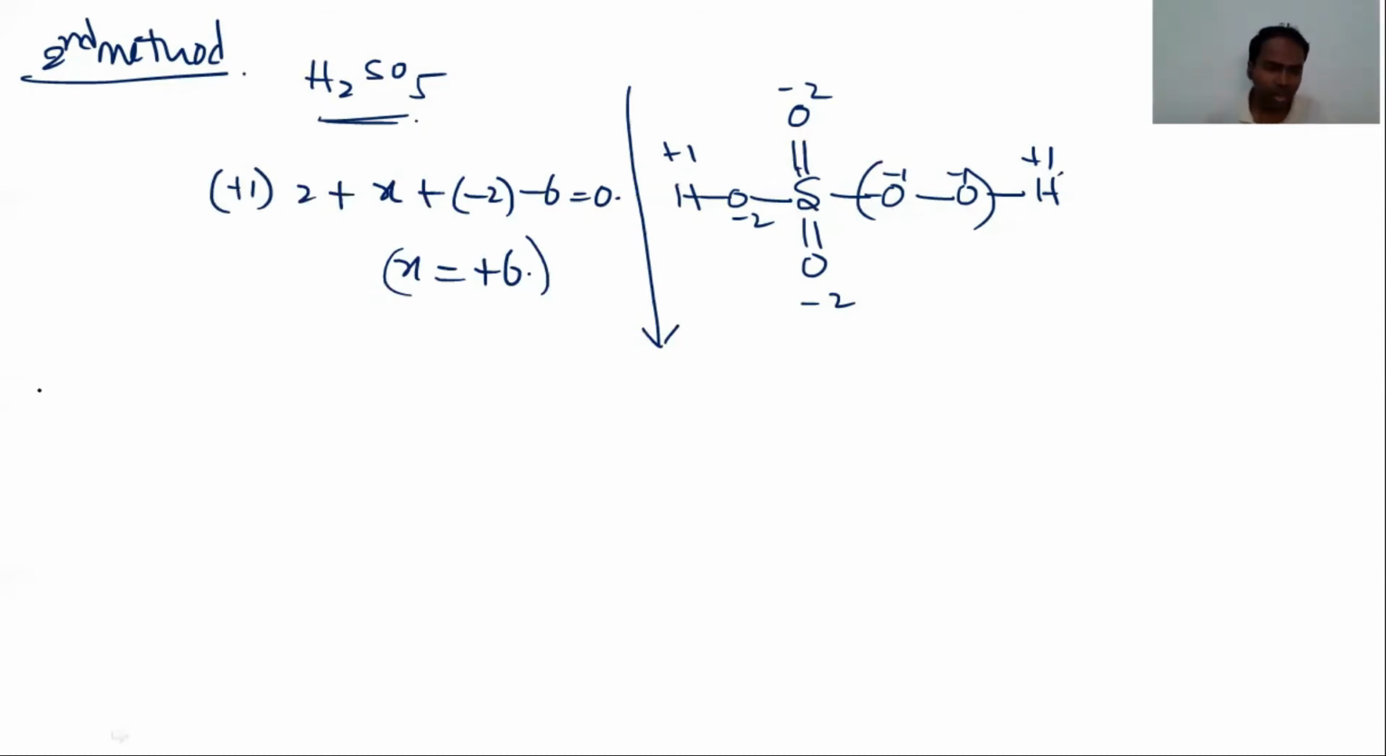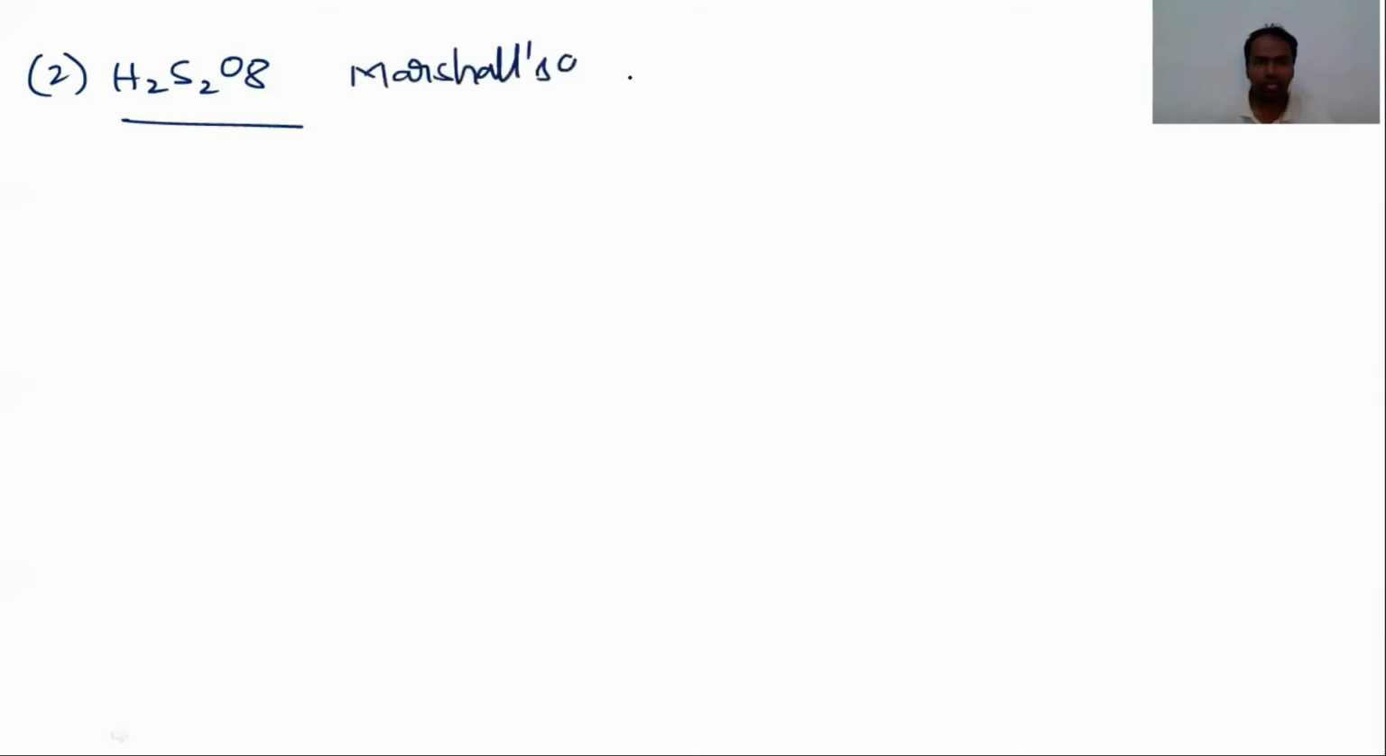In the same way, one more example, H2S2O8. This is called peroxydisulfuric acid, or Marshall's acid. What is the sulfur oxidation state in this? First I will discuss the first method, thereafter the second method. You can follow whichever you wish. If you don't know the structure of this peroxydisulfuric acid, then you can follow this method.